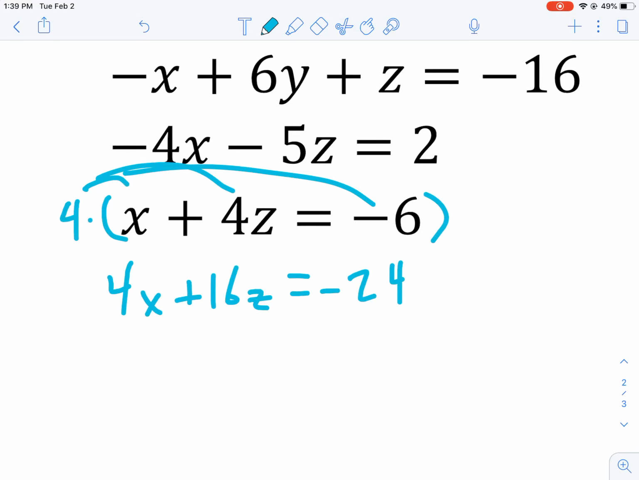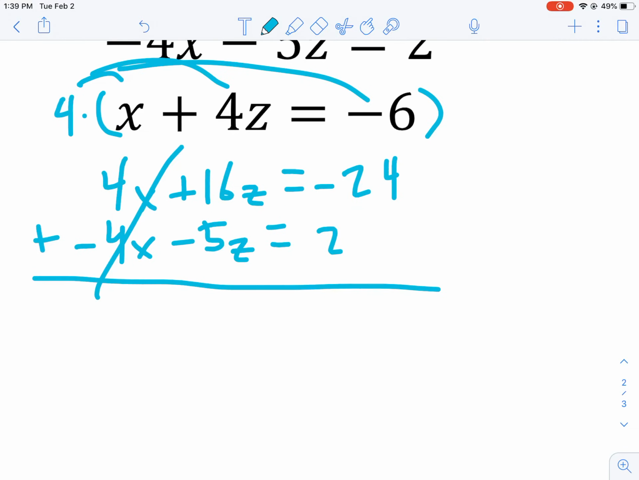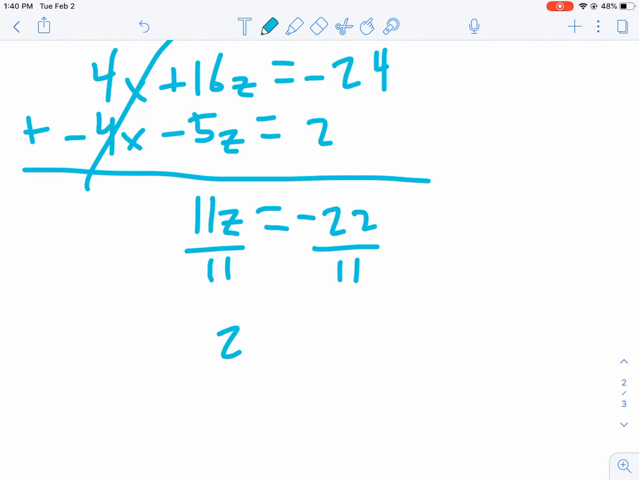minus 24. So now I'm going to rewrite this middle equation. So that'll be negative 4x minus 5z equals 2. Now let's try this. Now we won't have that y in the way, and we can get rid of our x, and we'll have 11z equals negative 22. Okay? And then we can solve. So I'm going to divide by 11, and I'm going to get z equals negative 2.